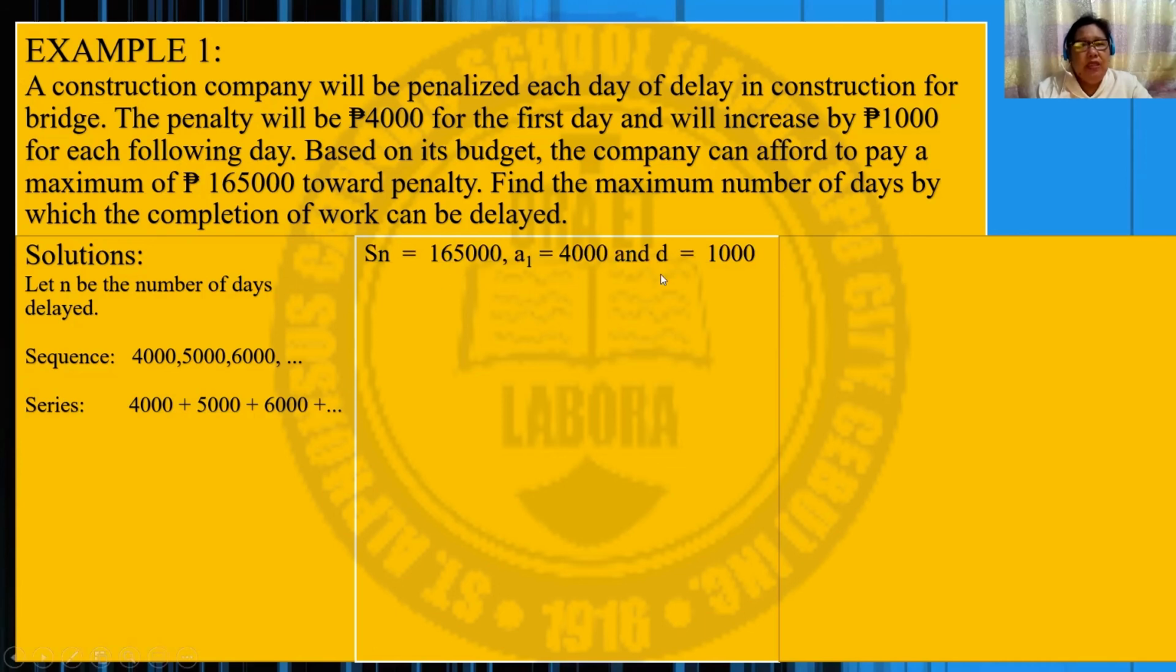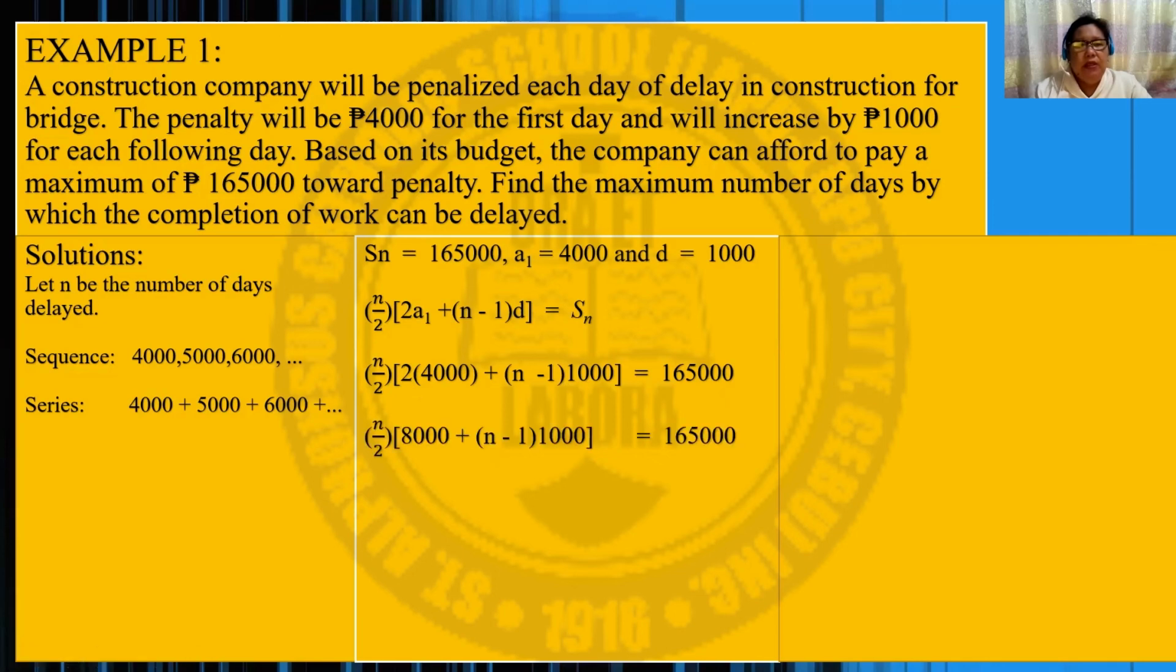First term is 4,000. The common difference is 1,000. So using the formula of the arithmetic series, we have to substitute 4,000 to the first term and 1,000 to d. S sub n is 165,000. And we will be solving for n, the number of days delayed. Then 2 times 4,000 is 8,000. Then distribute 1,000 to n minus 1. So 1,000 n minus 1,000. So we have now 8,000 minus 1,000 is 7,000 plus 1,000 n is equal to 165,000.